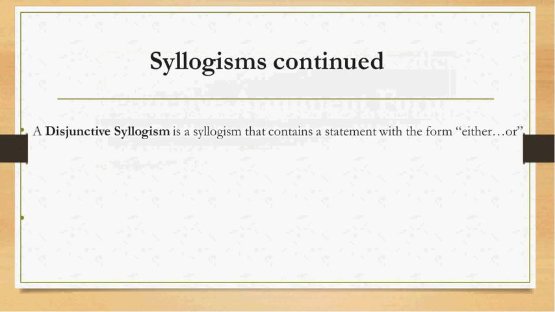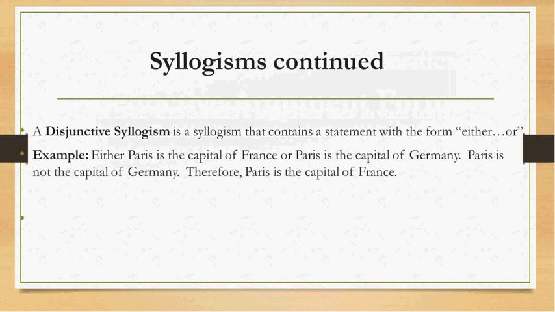Our next type of syllogism is a disjunctive syllogism, and a disjunctive syllogism is defined as a syllogism that contains a statement with the form either-or. So it has to have that. Later on we'll see that this is a logical connective, either-or. Here's an example. Either Paris is the capital of France or Paris is the capital of Germany. Paris is not the capital of Germany, therefore Paris is the capital of France.